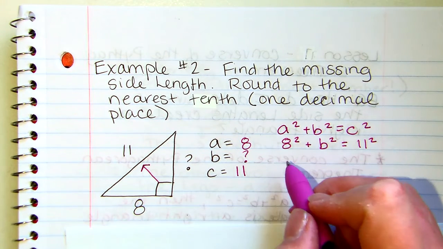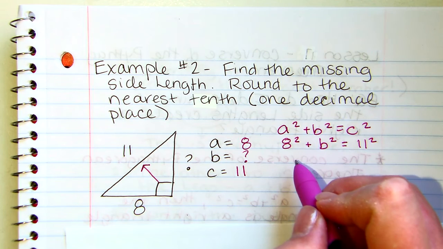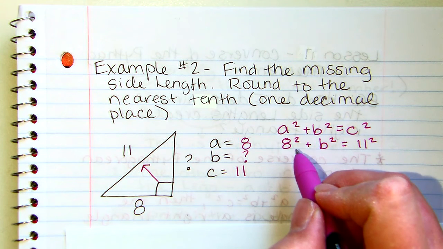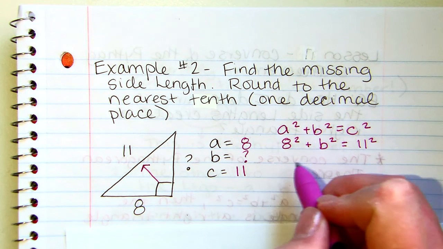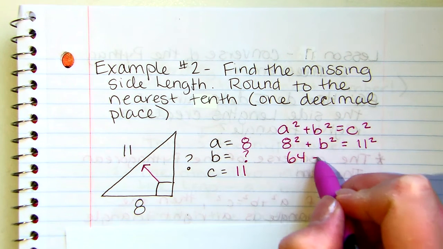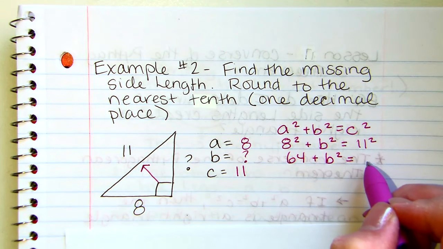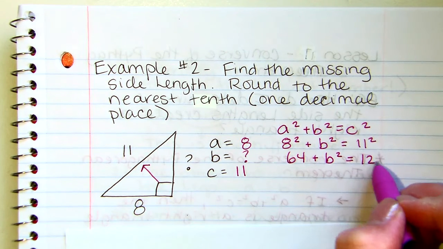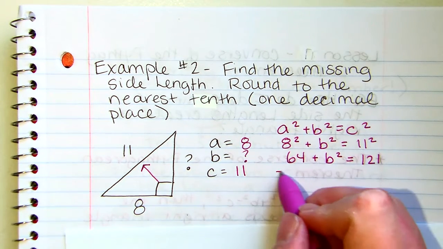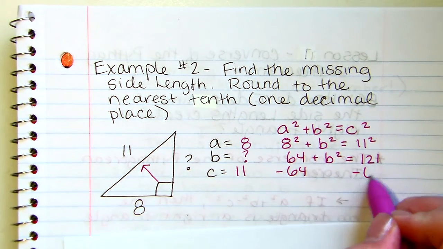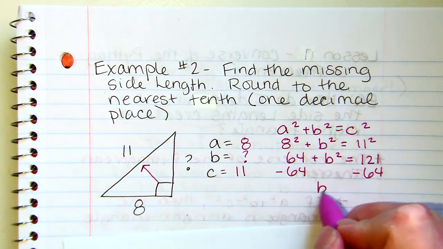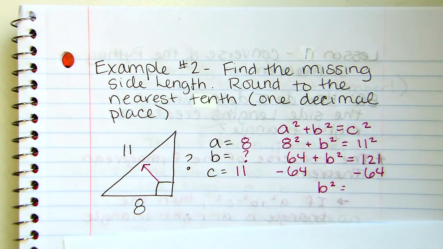Now, I'm going to go ahead and begin solving this. I'm going to first square my 8. 8 squared is 64. So I'm going to go 64 plus b squared is equal to 11 squared, which is 121. I'm going to subtract the 64 from both sides, leaving me with b squared equals 57.